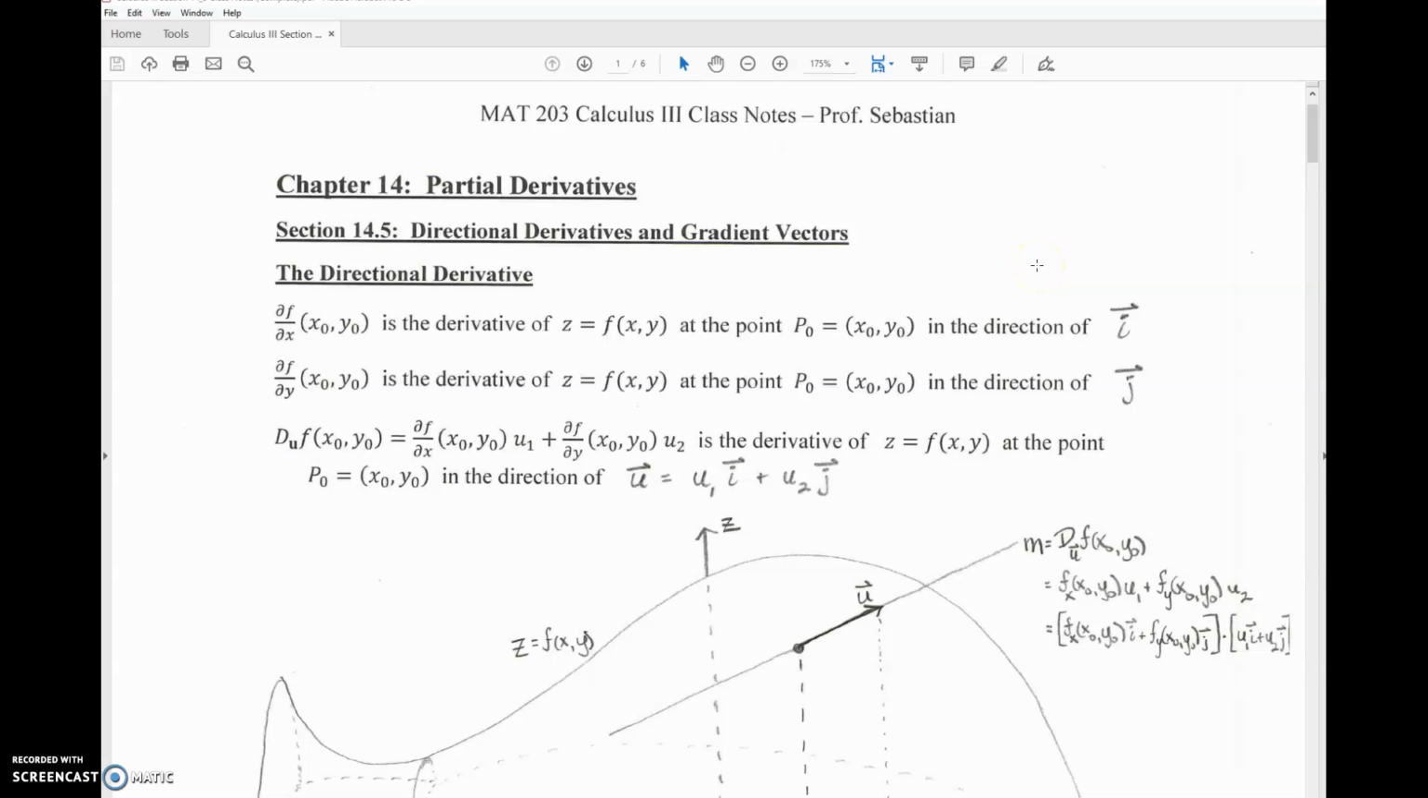Welcome back to our Calculus 3 class notes. We're on page 56 and we're still in chapter 14 on partial derivatives, and we're working now into section 14.5 where we're going to talk about directional derivatives and gradient vectors.